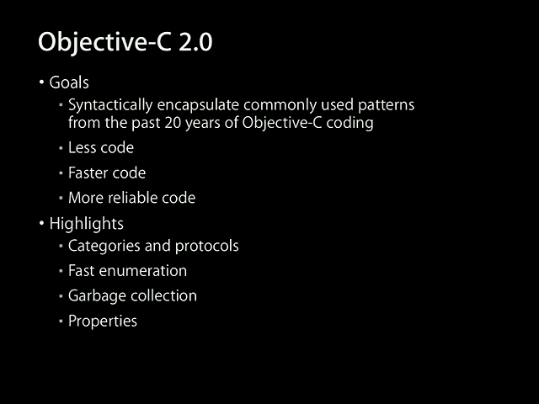We're going to highlight a few of the features in Objective-C 2.0, some changes we've made to categories and protocols, fast enumeration, garbage collection, and properties. And really, in a lot of ways, this is kind of in the reverse order of the magnitude of change to the language.